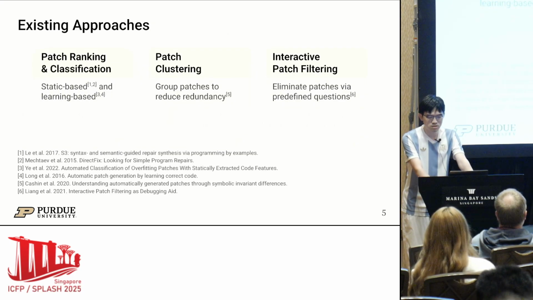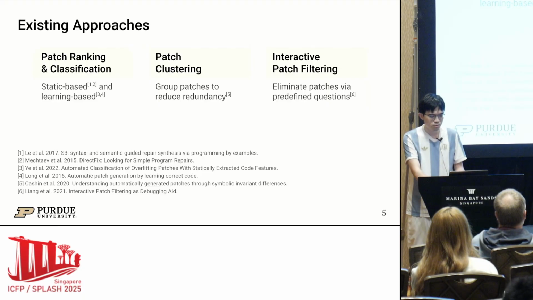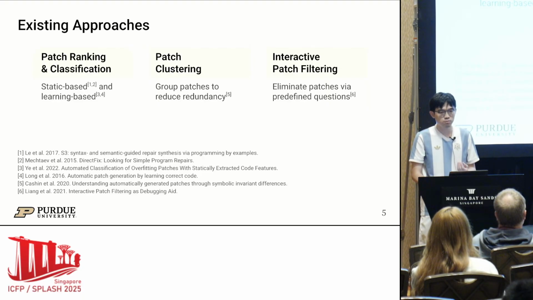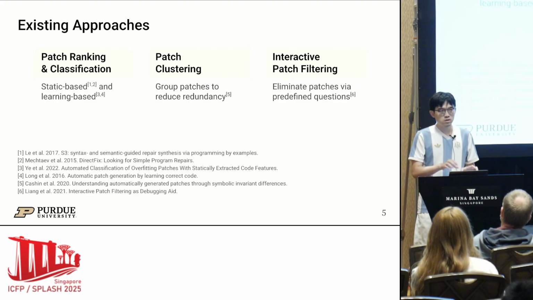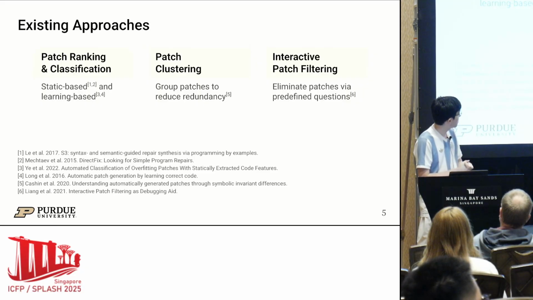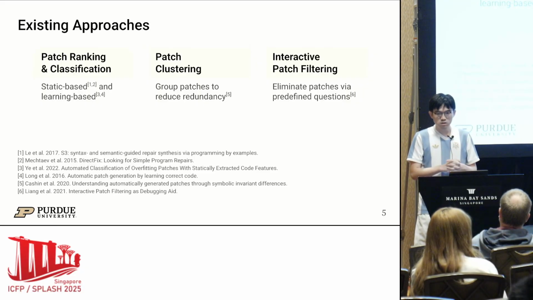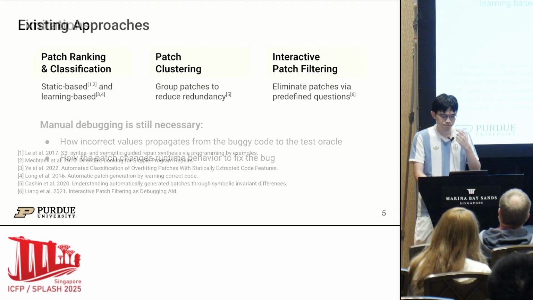There are several approaches to address this challenge. Patch ranking and classification techniques try to prioritize patches that are more likely to be correct. Patch clustering methods group similar patches together so developers do not have to go through a long list of candidates. Instead, they only need to inspect one representative patch from each cluster. Interactive patch filtering allows developers to answer predefined questions to quickly eliminate obviously incorrect candidates.